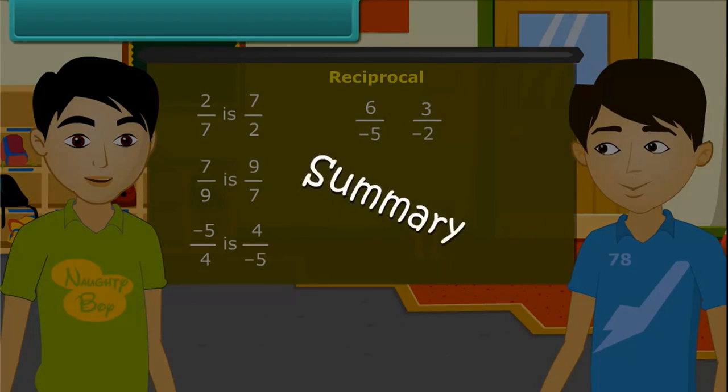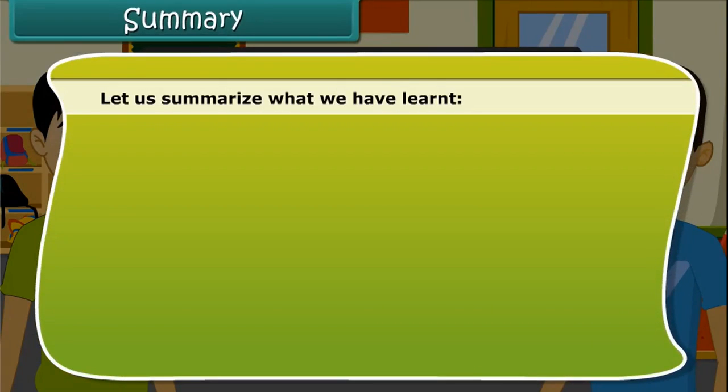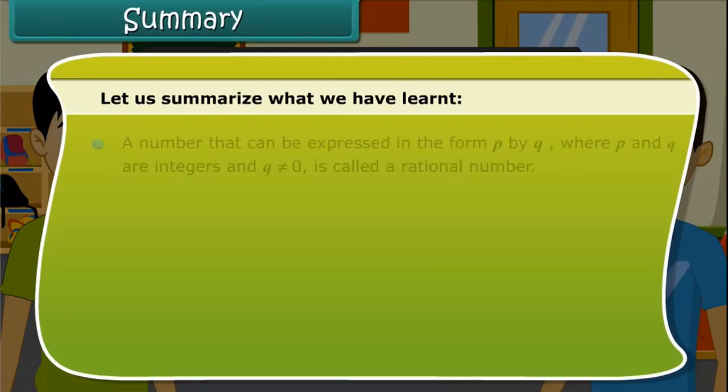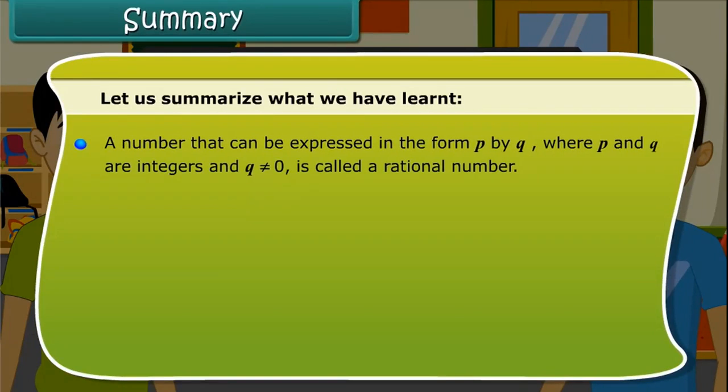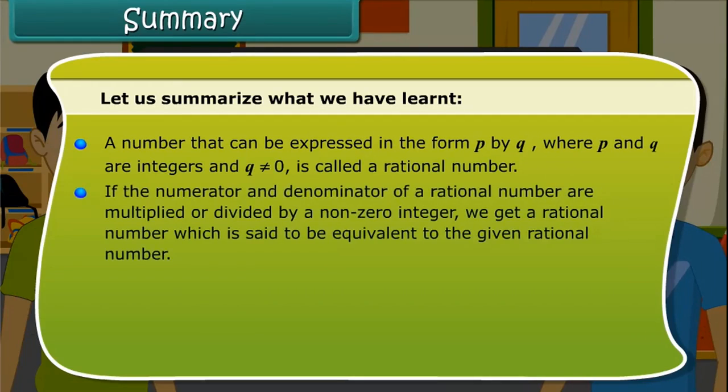Summary. Let us summarize what we have learned. A number that can be expressed in the form P by Q, where P and Q are integers, and Q is not equal to 0, is called a rational number. If the numerator and denominator of a rational number are multiplied or divided by a non-zero integer, we get a rational number.